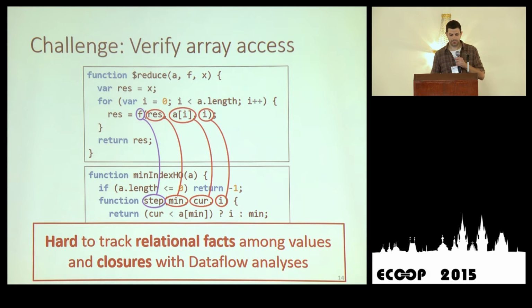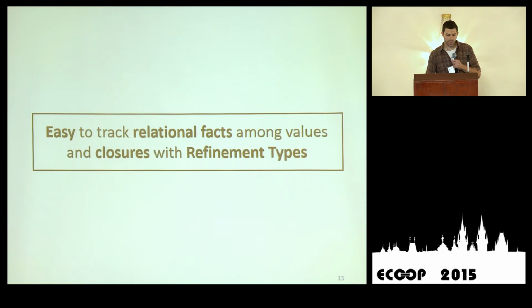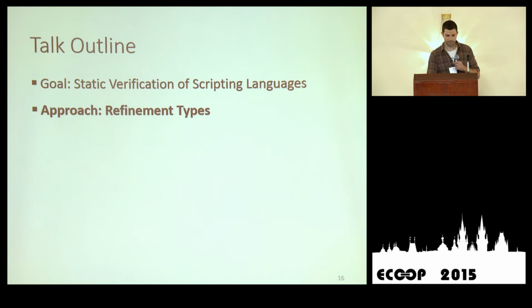Our main claim here is that in order to prove that the array accesses are correct in this program, one needs to reason about relational facts among values and closures. And our claim is that it's hard to do this with data flow analyses. Instead, what we propose in this work is to use refinement types, which we claim offer an easier way to track these relational facts. So this is going to be the main approach for this talk.